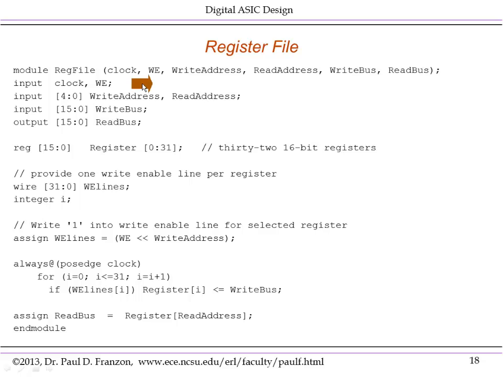When write enable is high, we want to be able to write to the register that's specified on the write address bus, write the value that's on the write bus to that register.